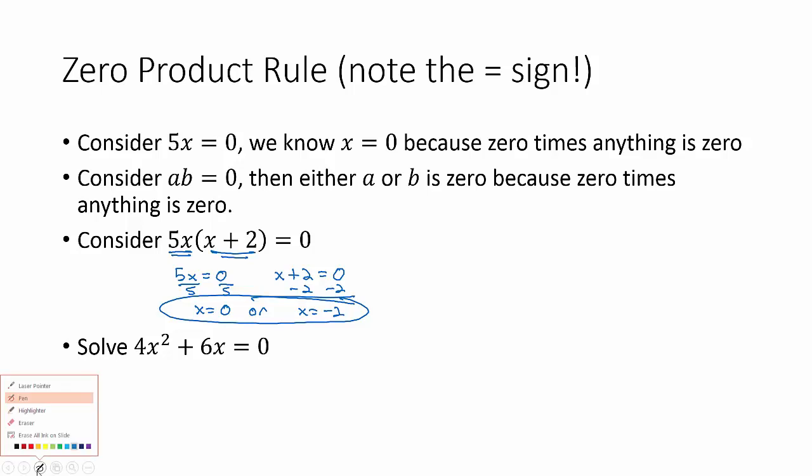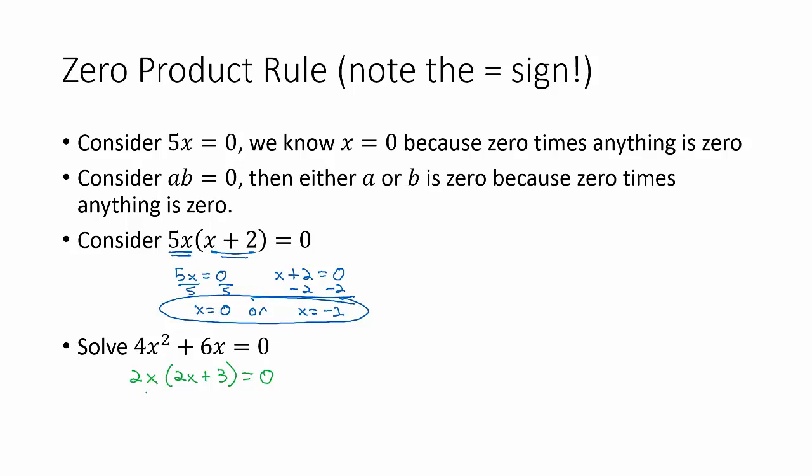We know how to factor out the GCF. 4 and 6 have a GCF of 2. They both have at least x in common. When we factor 2x out of the first term, 4 divided by 2 is 2. x squared divided by an x is x. Plus 6 divided by 2 is 3. And the x's are factored out.